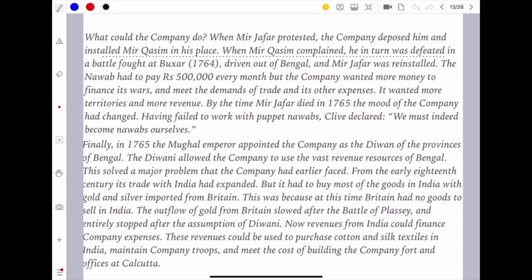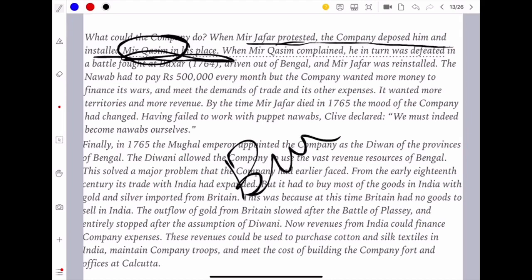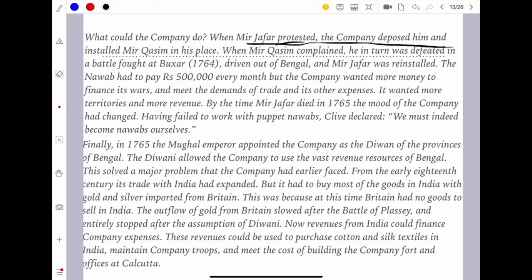Now, what could the company do? When Mir Jafar protested, the company deposed him. Mir Jafar also felt that the company was wrong when it asked for high revenue sources. When Mir Jafar protested, they dethroned him and installed Mir Qasim. Now, when Mir Qasim also protested, the Battle of Buxar took place. I'll discuss that. So when Mir Qasim complained, in turn he was defeated in the Battle of Buxar, right? Driven out of Bengal, Mir Jafar was reinstalled.